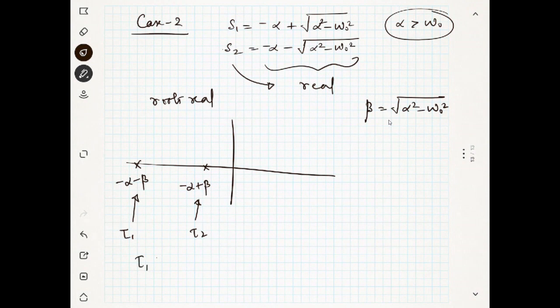If you take the time constant, tau 1 is having more magnitude. Negative means it is going down. That is having more value than tau 2. If there are two time constants in a system, which one will dominate? The higher one.